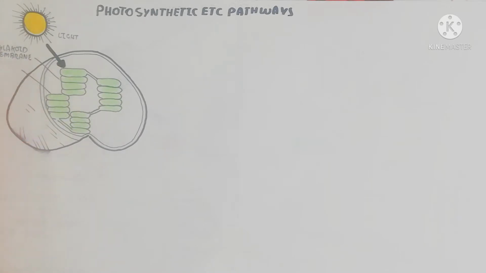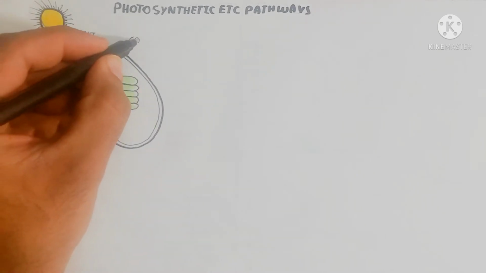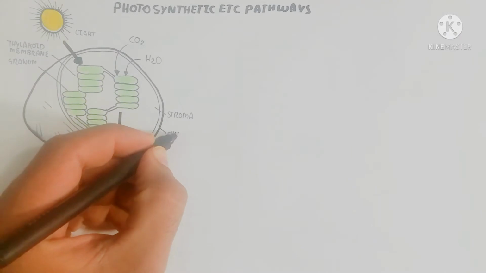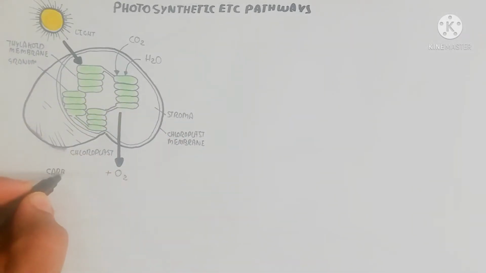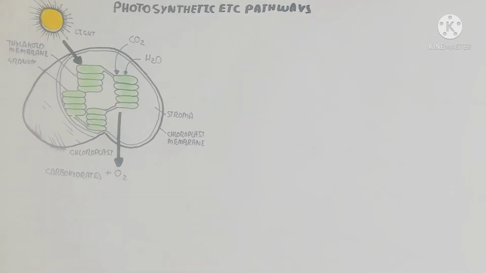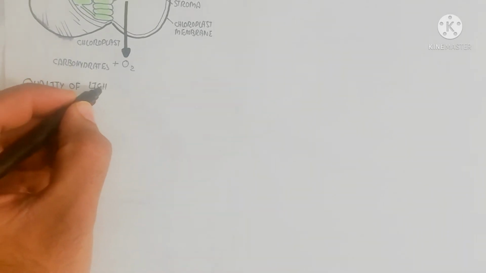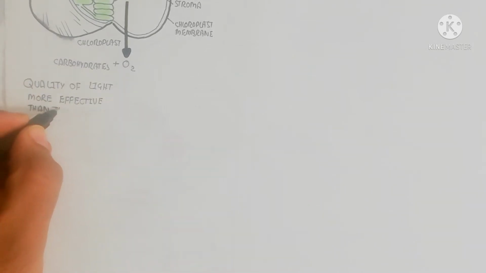Here the light falls on the chloroplast, on the thylakoid membrane. The chloroplast is the organelle used for photosynthesis. Here is the thylakoid membrane and granum, and water is absorbed to produce oxygen, which comes from the water, while carbon dioxide is used to produce carbohydrate. The chloroplast membrane looks like this, and the stroma is used for the Calvin cycle to produce the carbohydrates, while the oxygen is due to the light reaction.